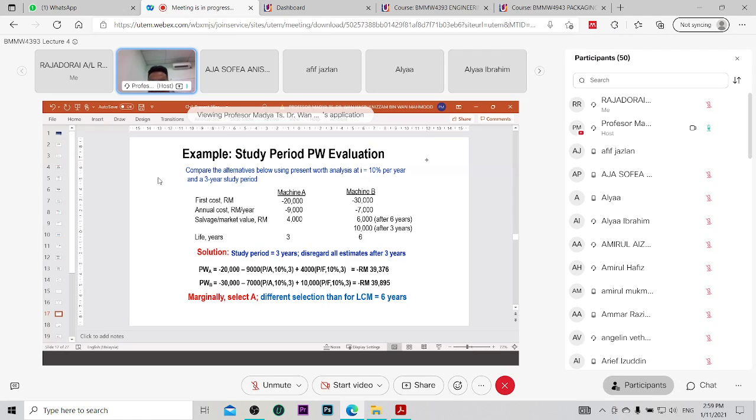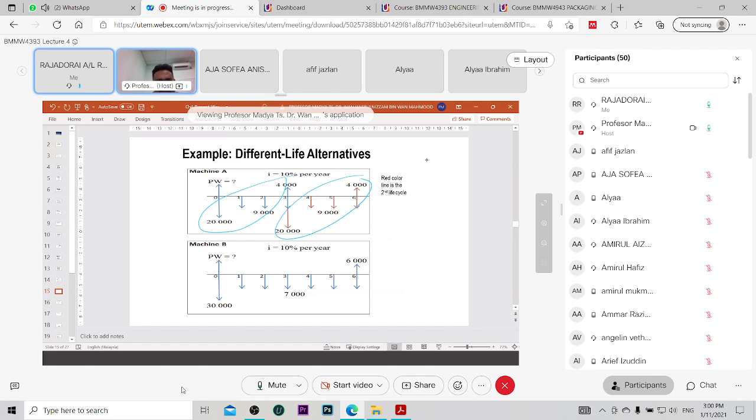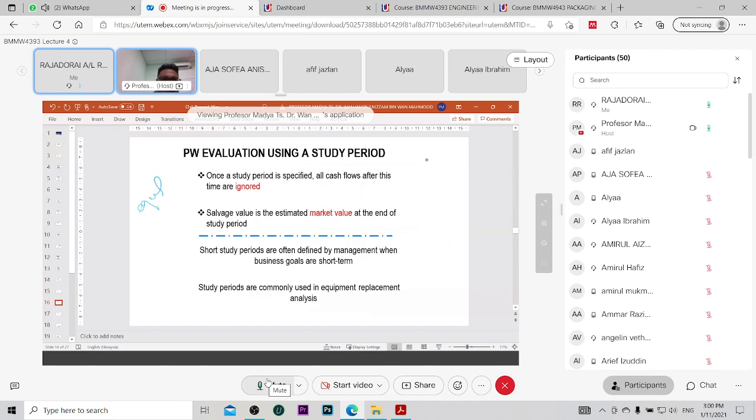Remember just now, we already done what is so-called equal life alternative. Second one, different life alternative. This one using a study period. Okay, a study period.